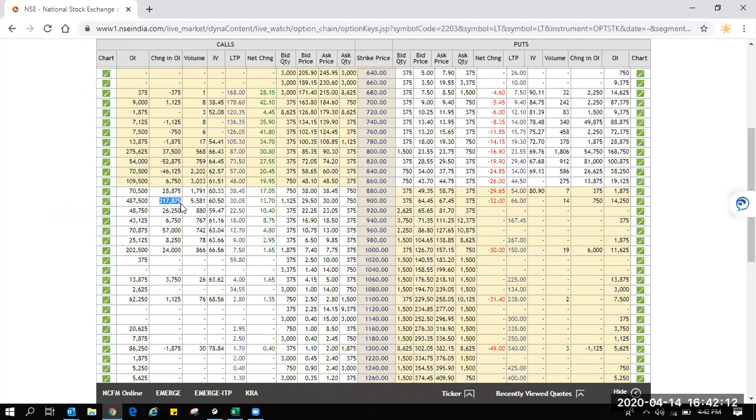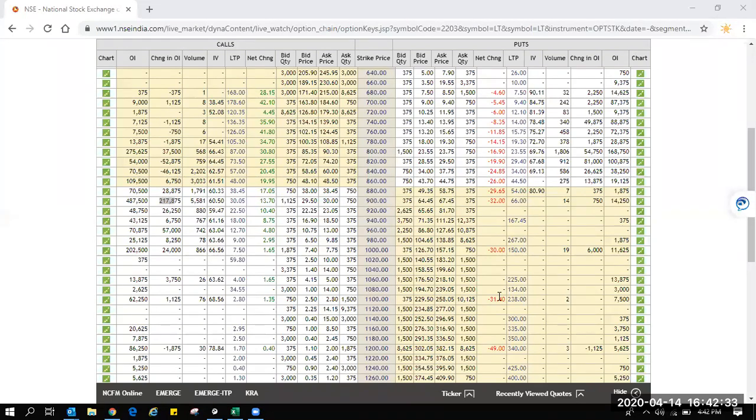The FIIs or the smart money have sold the calls at 900. These small values are very difficult to predict, but you can easily say for the bigger values. Can you say change in OI? Change in OI in negative, again I'm saying, means it is call unwinding.